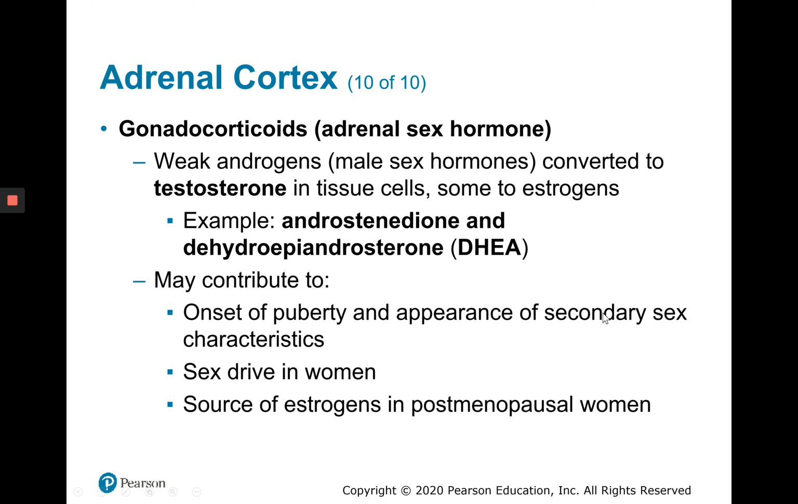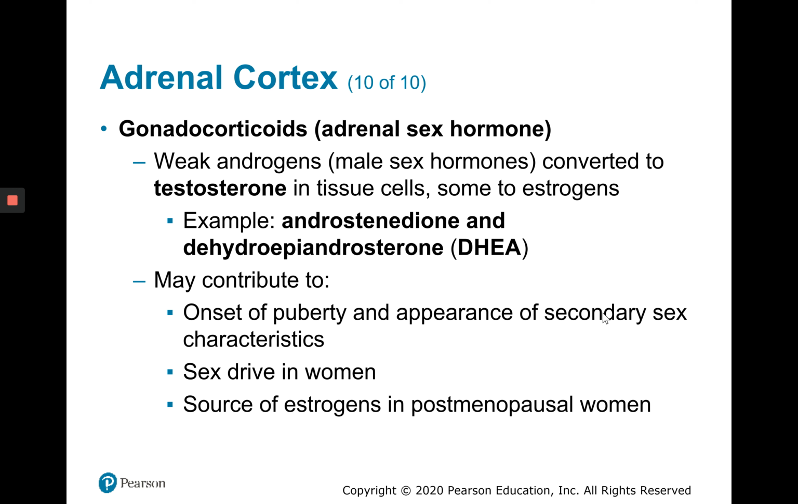Next, we're going to be looking at the gonadocorticoids produced by the adrenal cortex. A little bit less to look at here. Gonadocorticoids are adrenal sex hormones. They're really weak androgens. They look a lot like male sex hormones or testosterone. And some of them are actually a little similar to estrogen, like androstenedione and dehydroepiandrosterone. I always just call that one DHEA, long term.